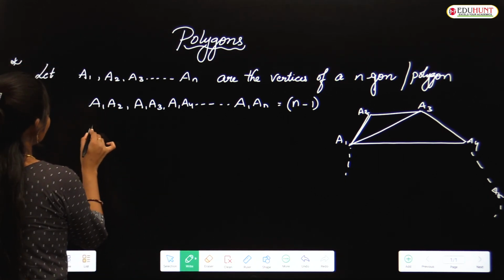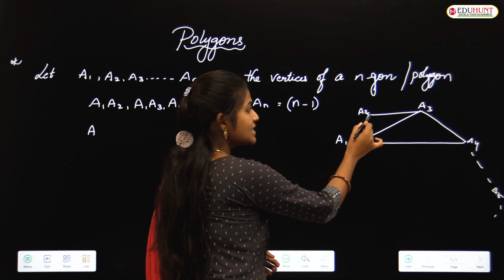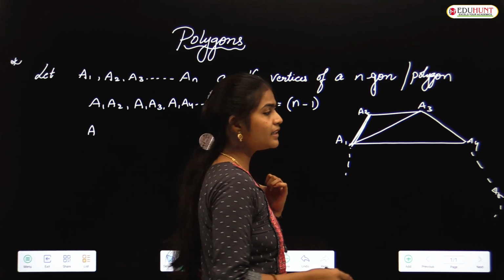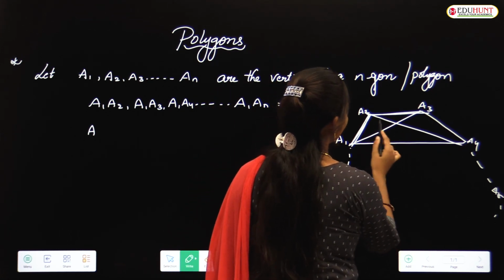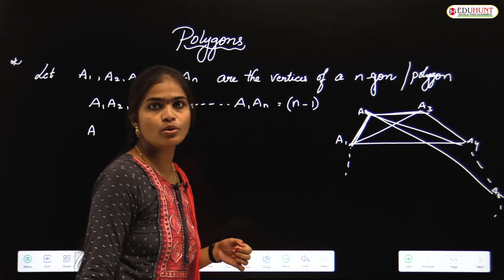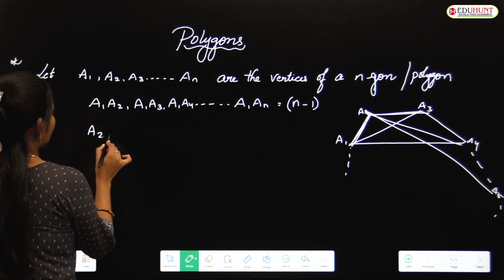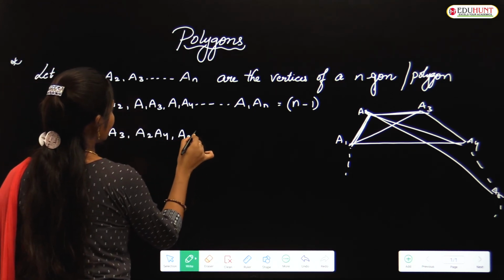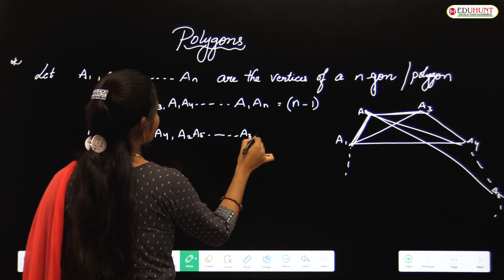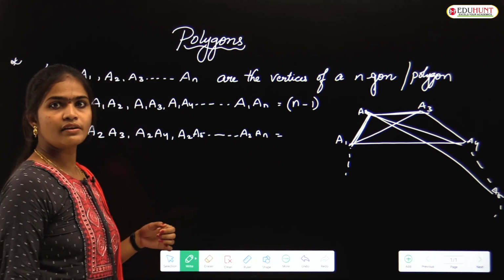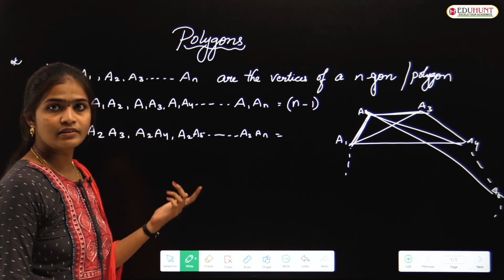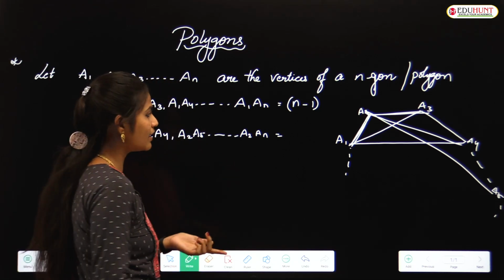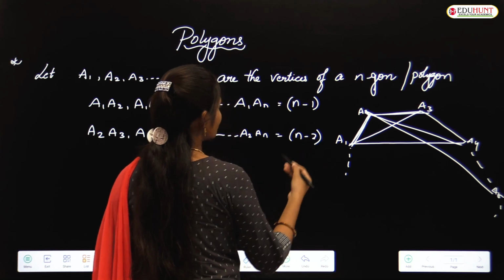Next, I am going to take A2 as the common vertex. So A2A1 is already completed. So A2A3, A2A4, A2A5, A2A6 and so on up to A2AN. Here we are leaving out how many vertices? We need to remove 2 vertices, A1 and A2. We are not calculating those line segments. That's why the second one is n minus 2.